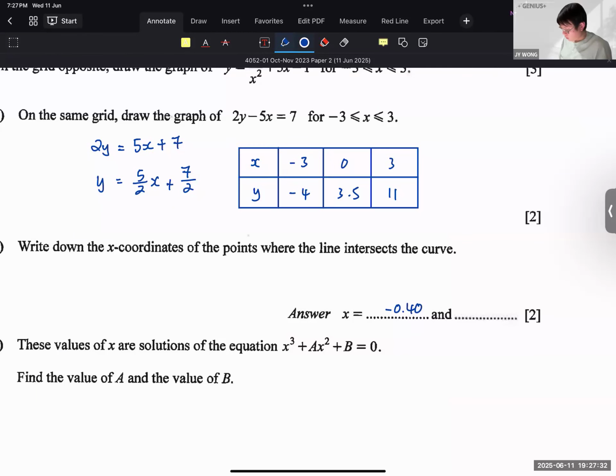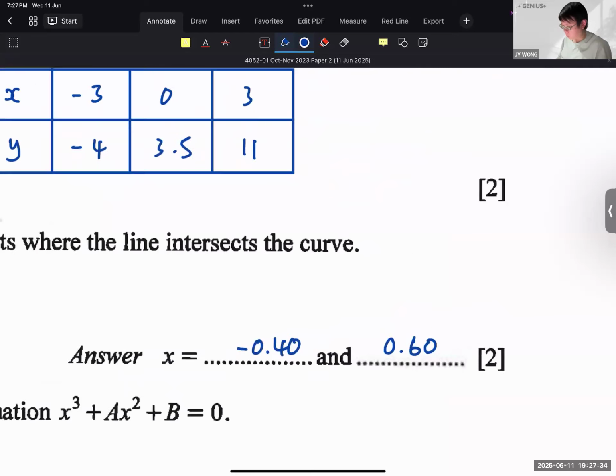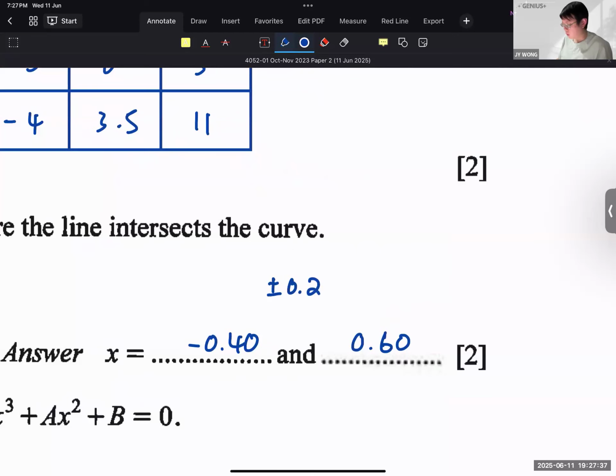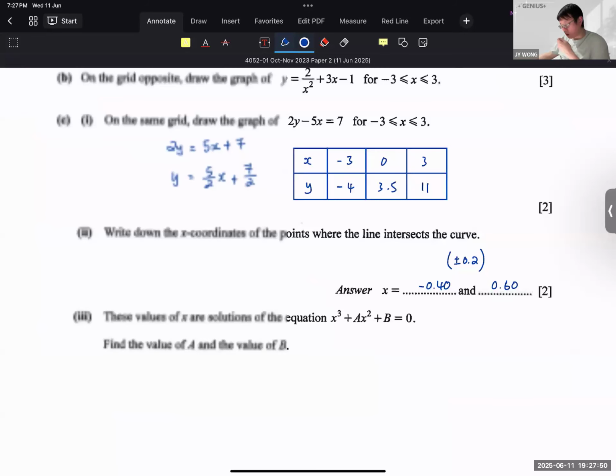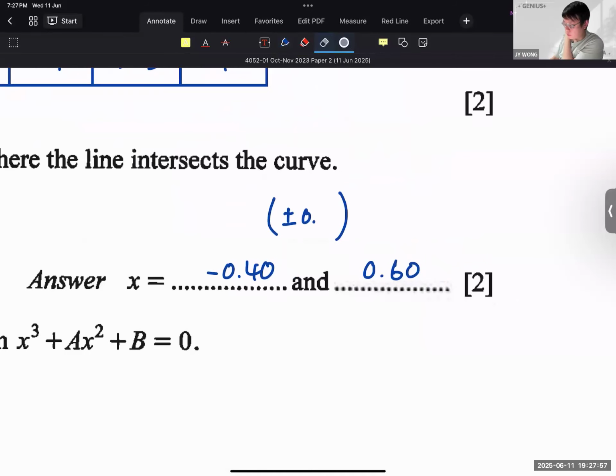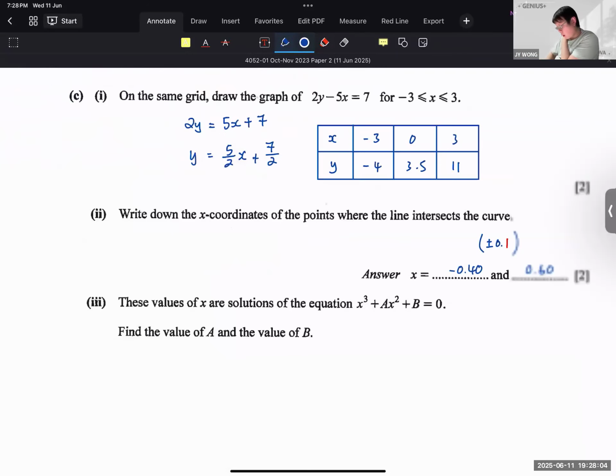and 0.60. So what is acceptable in this case is plus minus 0.2. But my value, okay plus minus 0.2 is not that far off. My second value is acceptable. My first value is only 0.05 off. Okay. You should always aim for plus minus 0.1. Okay, let's move on.